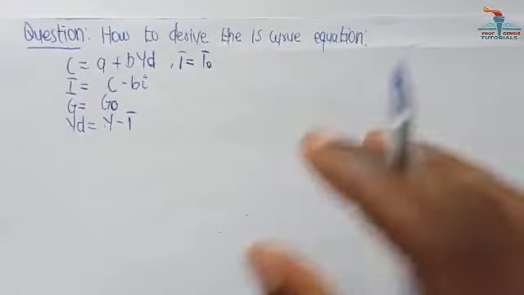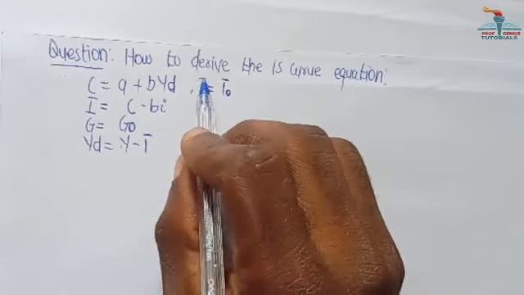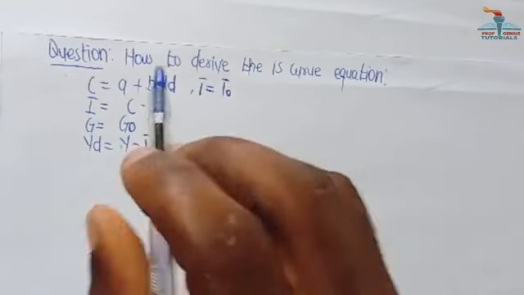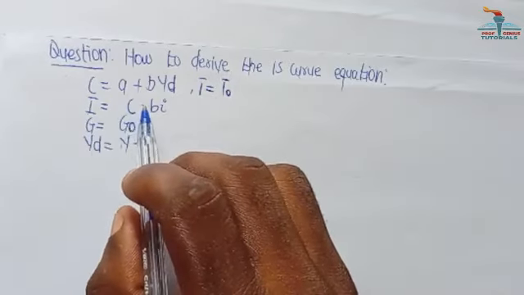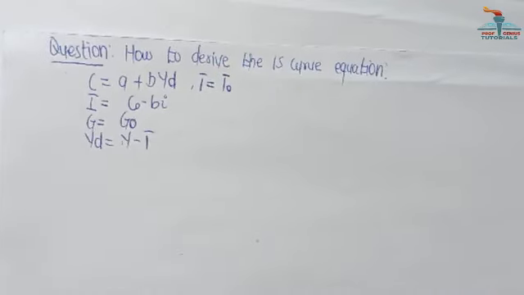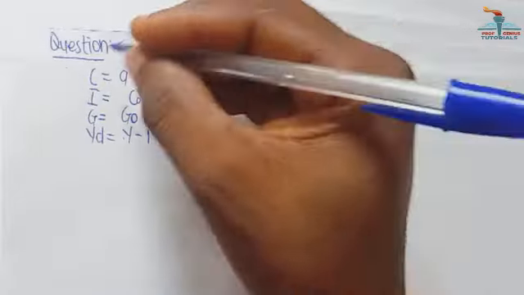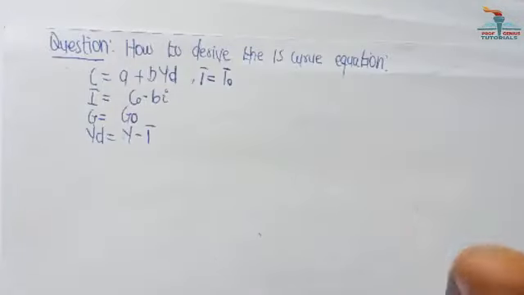So we could see that we have our C is equal to A plus BYD. We know we have tax to be only autonomous tax, that's T naught. Our investment is equal to C naught minus BI. We have our government expenditure to be G naught, and we have our disposable income to be Y minus T. From this preamble, we could see that the question is talking about a closed economy.